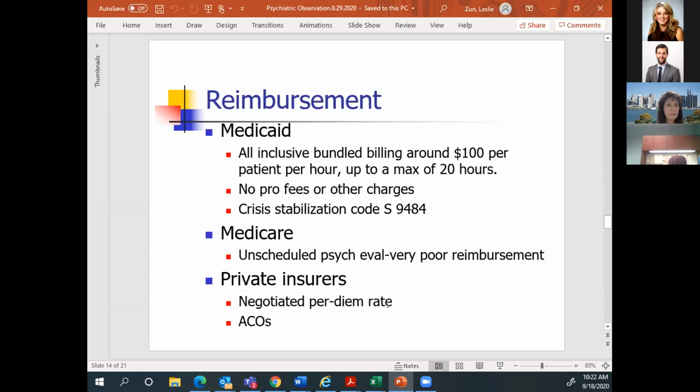Reimbursement is a challenge for some places. So Medicaid usually pays about $100 an hour, a maximum of 20 hours. There is a crisis stabilization code that can be used. Again, it depends on your state. This is the code from California. Medicare, there's some question about whether they will cover this unscheduled psych eval or not. But some private insurers do cover it because they see that if they put them in a psych obs, in fact they may not have that huge bill for an inpatient stay, like I talked about earlier.